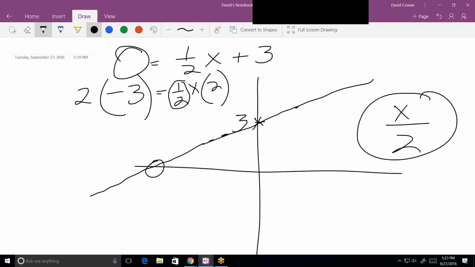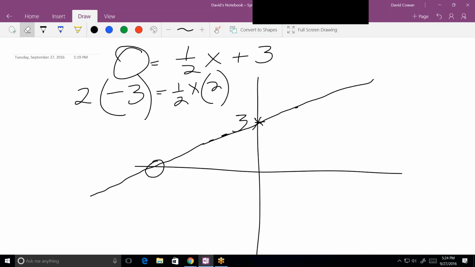Okay? That's 1/2 x. But more importantly, it's x divided by 2, which means to get rid of the 2, I'm going to multiply it by 2. And that's an easier way to look at it. Rather than dividing by fractions and then having to figure out how you divide by a fraction, let's always just do the opposite of what it's doing.